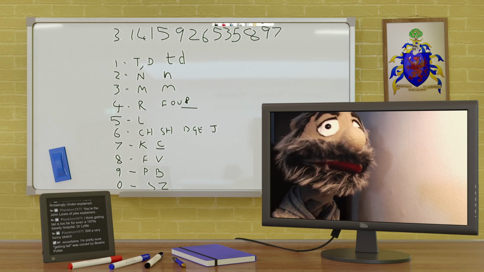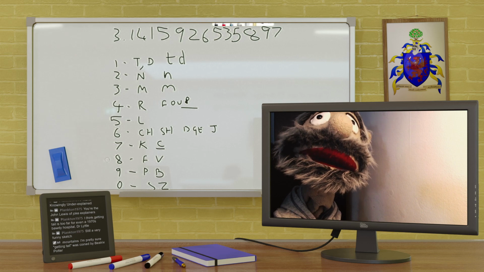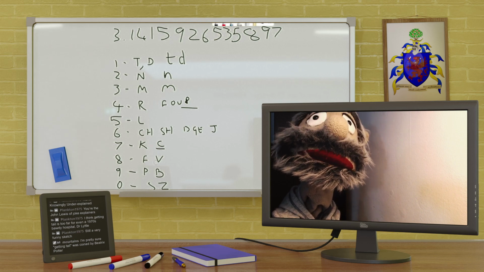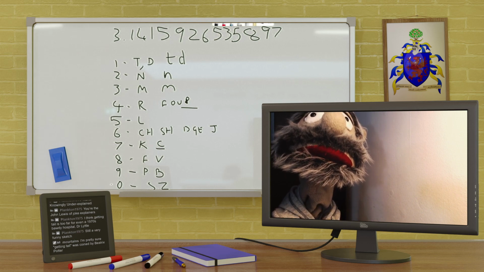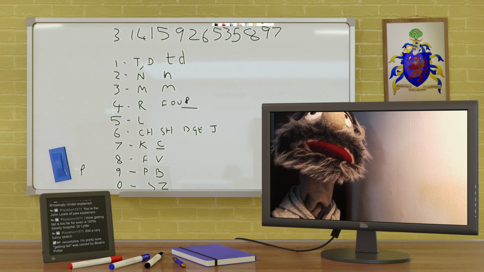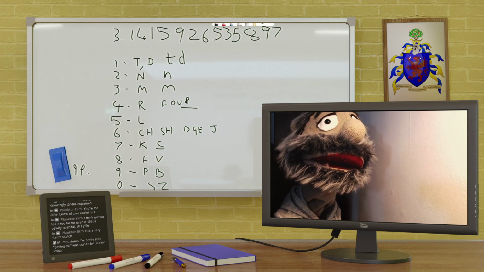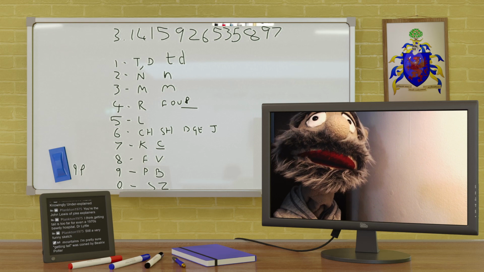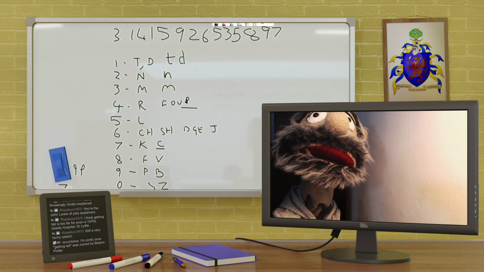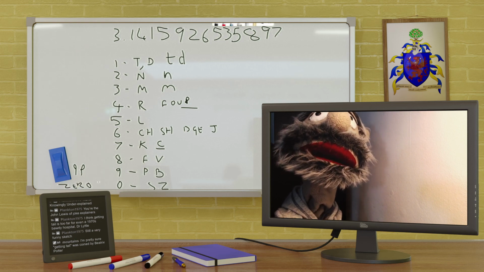8, as I say, the F shape of the 8. 9, we can think of that as a P in a mirror. Have you ever peed in a mirror? And 0, Z for 0, you see. I don't know why we switched sides suddenly.